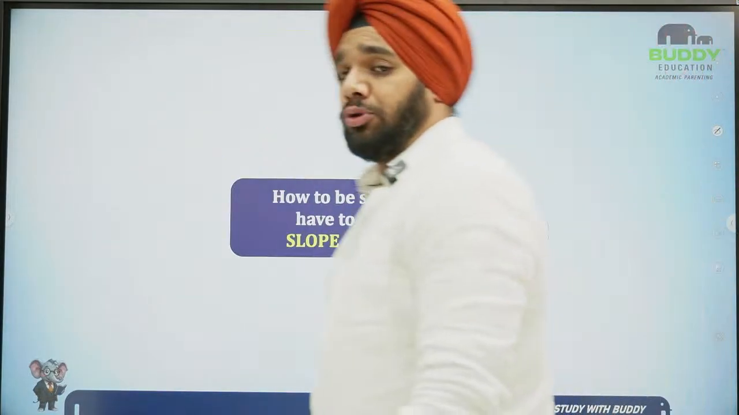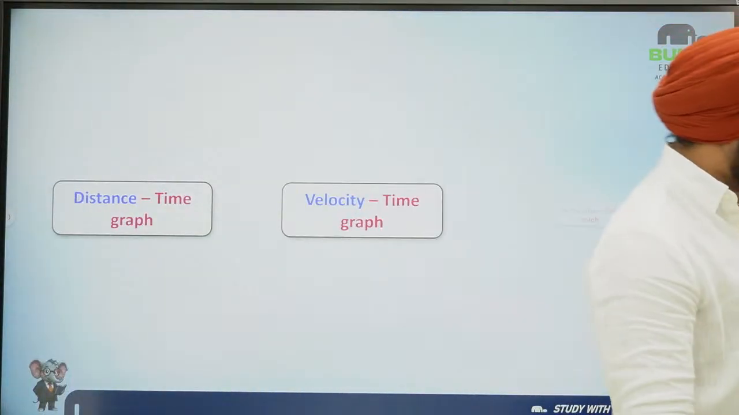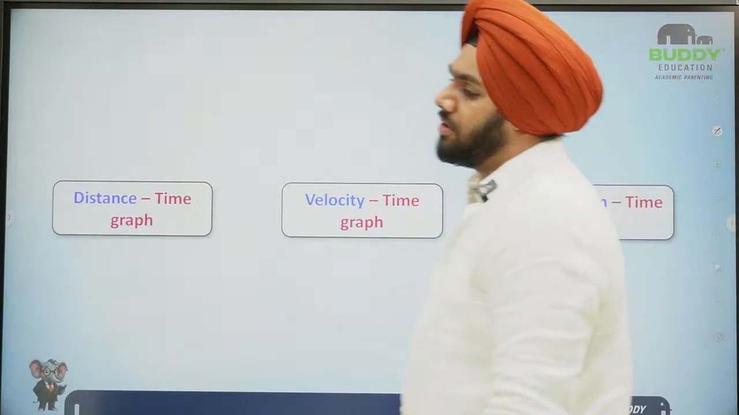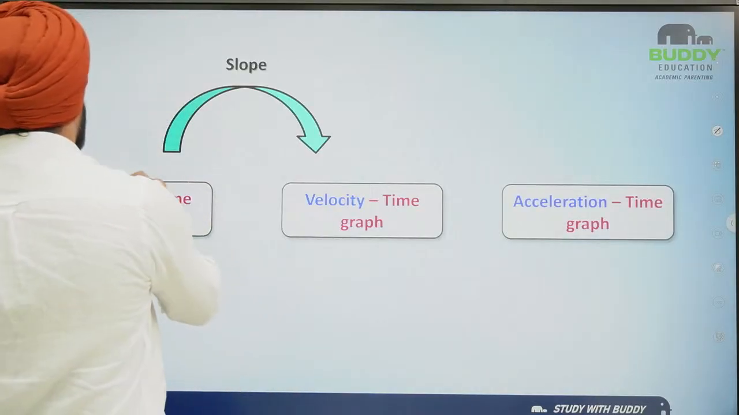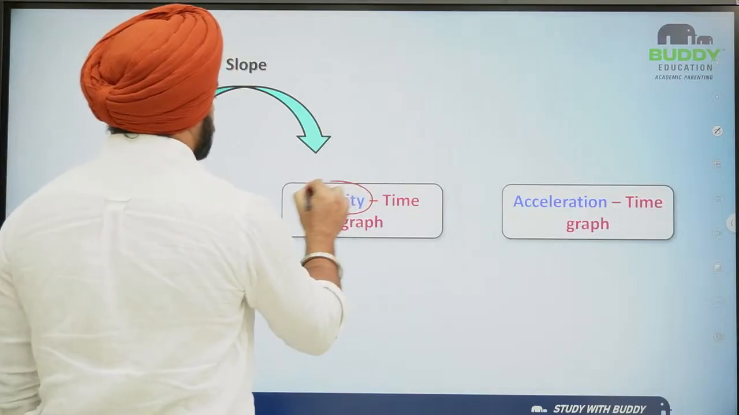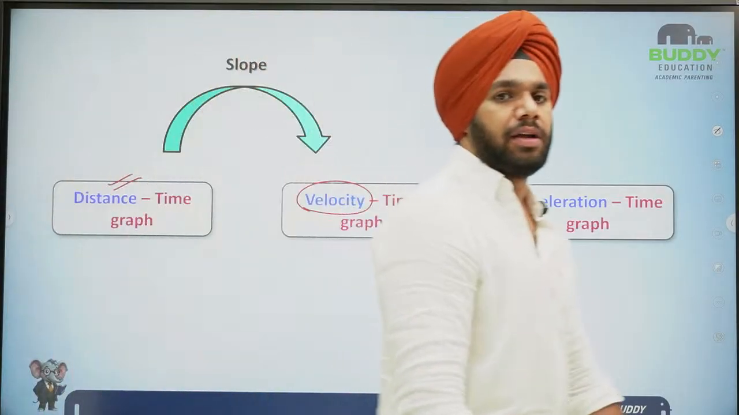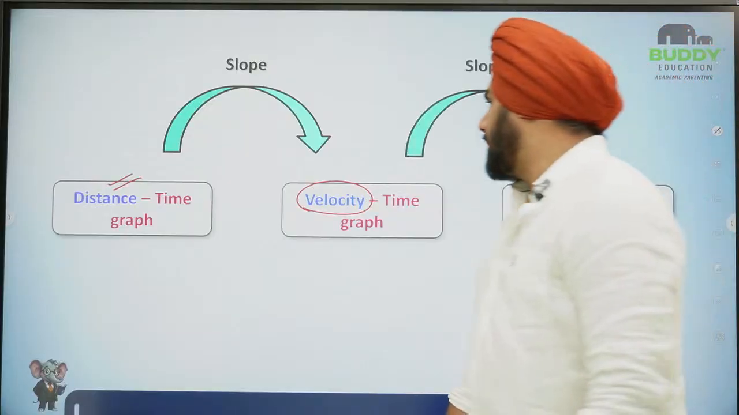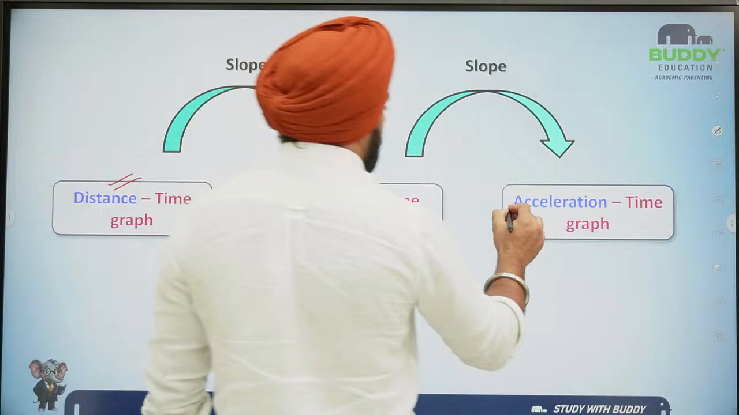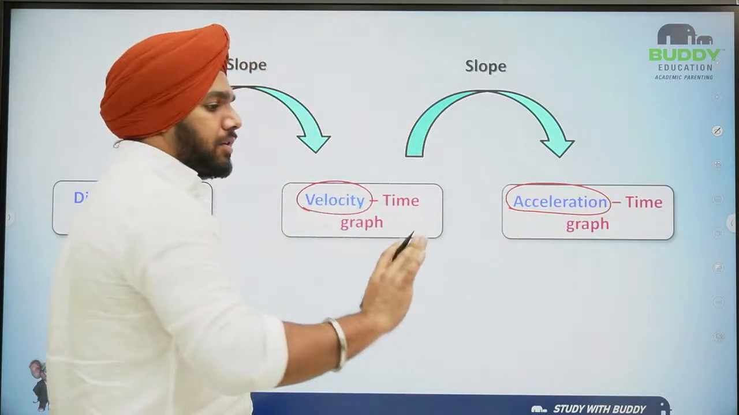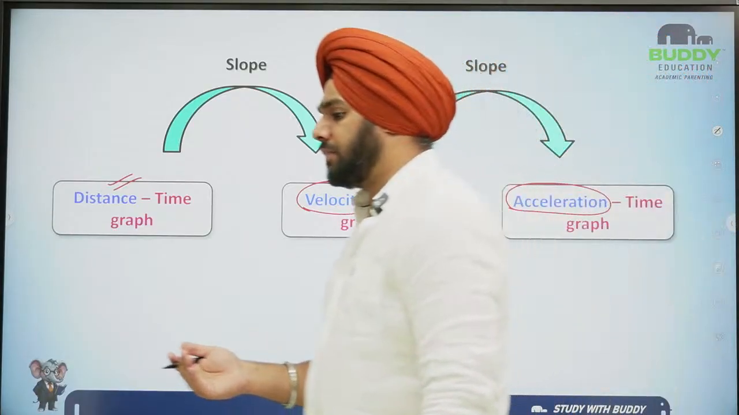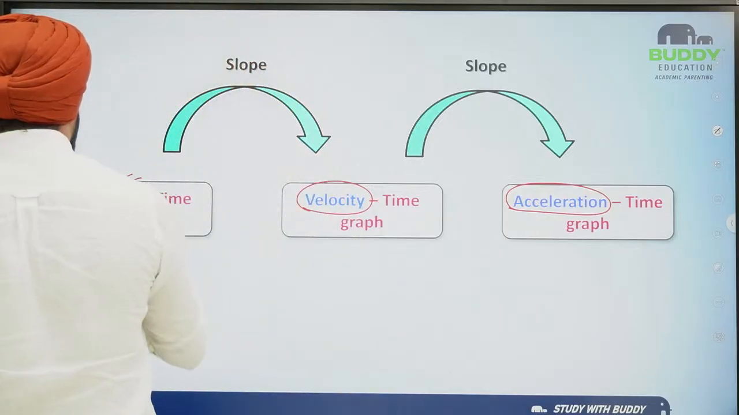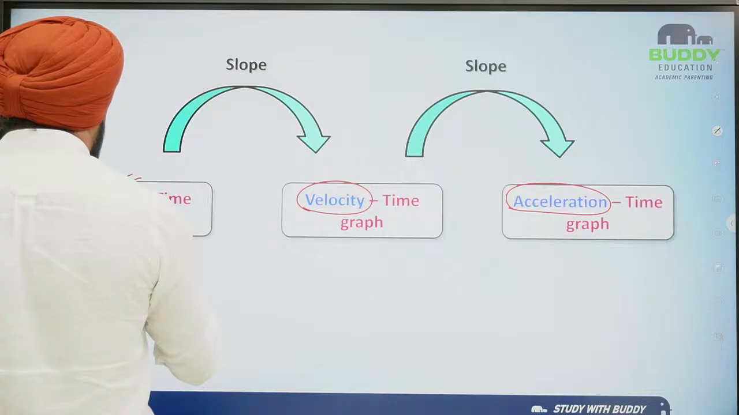Now, how to be sure whether we have to find slope or area? Suppose you have three types of graphs here: one is the distance time graph, one is the velocity time graph, and one is the acceleration time graph, right? In the distance time graph, if you find the slope, you will get velocity. Okay. If you find the slope of the velocity time graph, then you will get acceleration. So this is normal. Slope of the distance time graph or displacement time graph will give you velocity. Slope of the velocity time graph will give you acceleration, right? So it can also be said as displacement time graph.